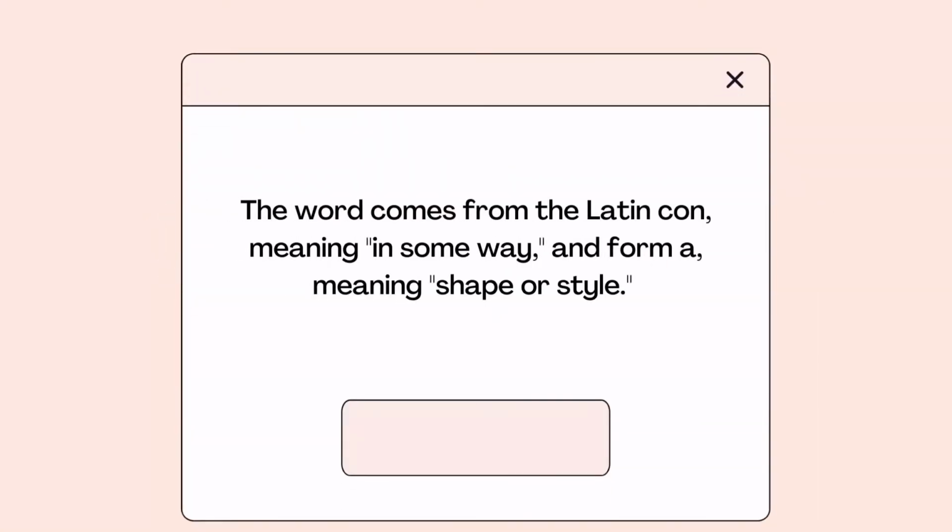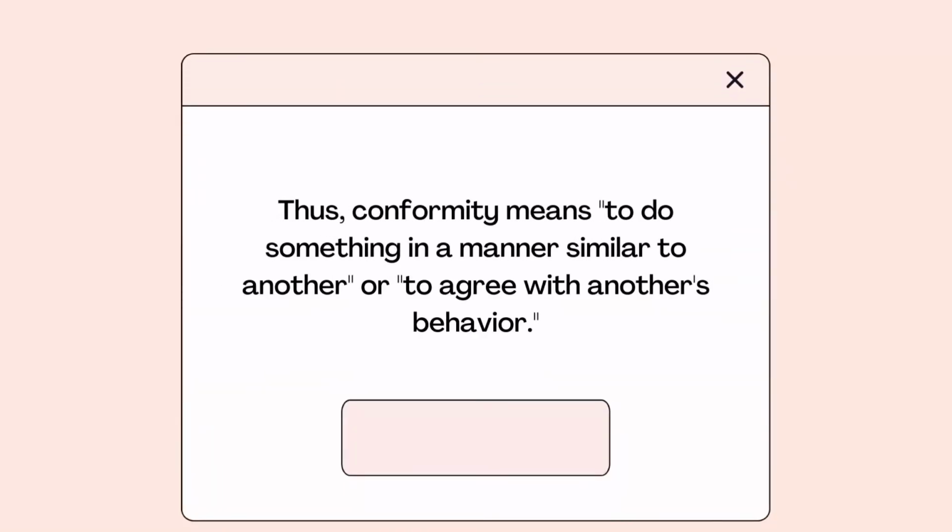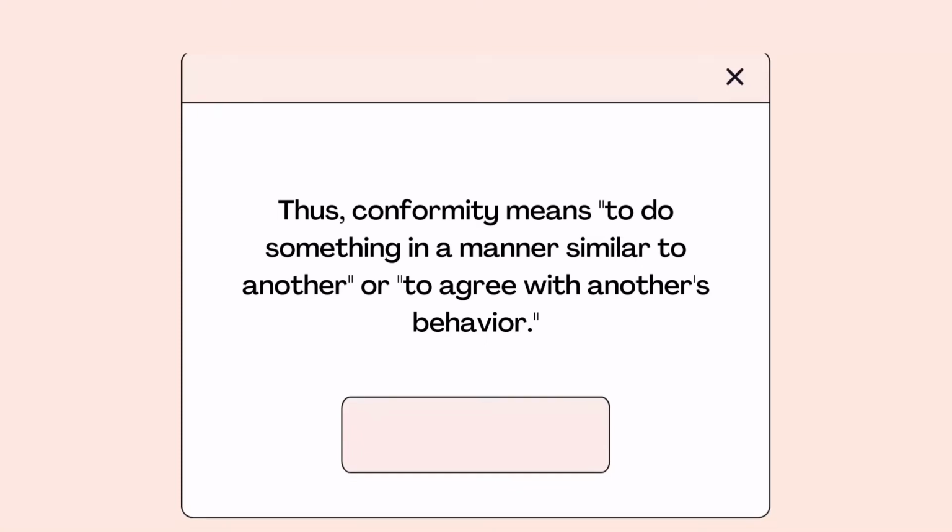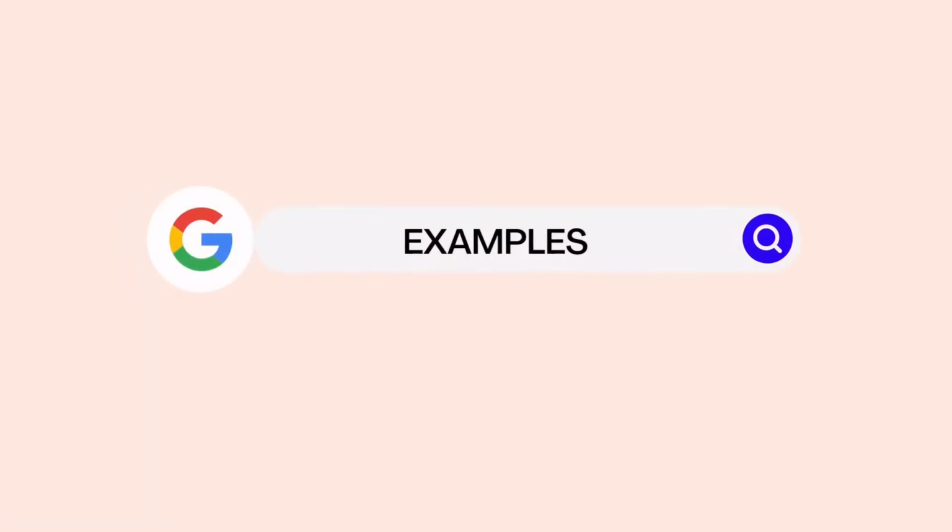The word comes from the Latin con, meaning in some way, and forma, meaning shape or style. Thus, conformity means to do something in a manner similar to another or to agree with another's behavior. And the examples of conformity, although conformity doesn't sound like much, it can reshape a person's behavior drastically for a short period of time. First is greetings.